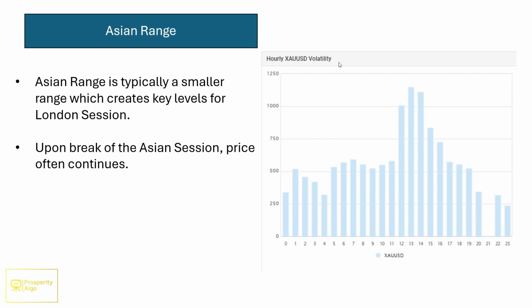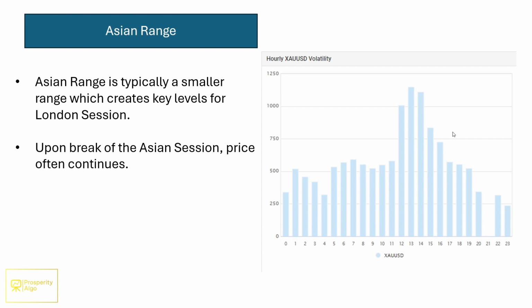This is a chart of the volatility of the gold pair pulled from my FX book, which actually tracks the volatility of the asset by hour. And it's a very indicative chart, right? Because it shows us that here volatility is not particularly high, but it moves in such a way that it gives us key psychological levels.